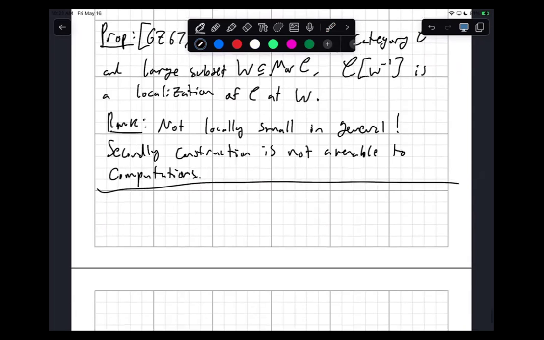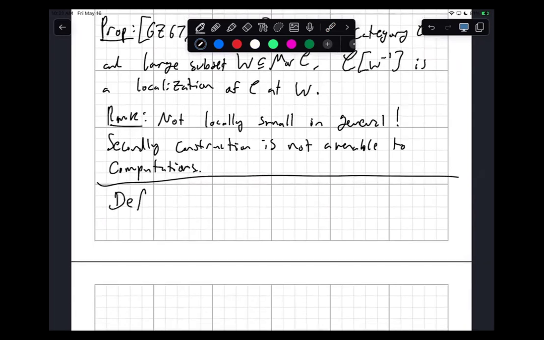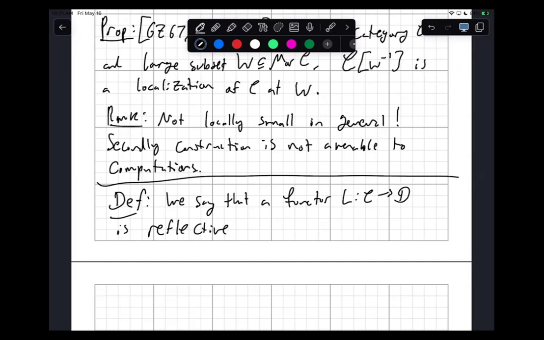Okay, now a definition. We say that a functor L from C to D is reflective if it has a fully faithful right adjoint.